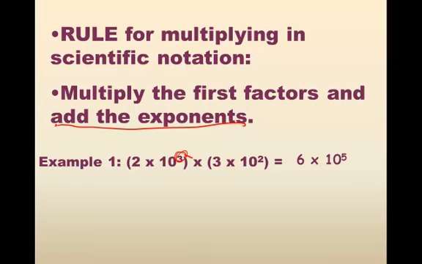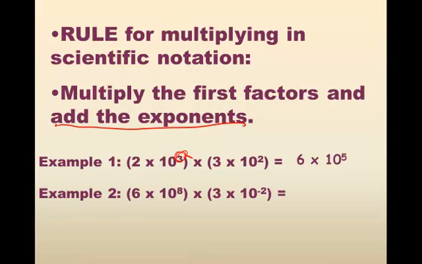Alright, so let's do another example. Again, we multiply our first factors. 6 times 3, which equals 18, and then we want to add our exponents. 8 plus negative 2. You can have a negative exponent, as we know. 8 plus negative 2 equals 6. So you'd have 18 times 10 to the 6th.